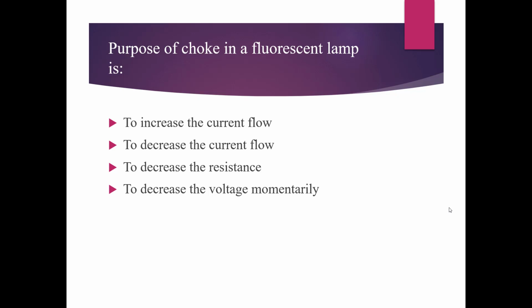Purpose of a choke in a fluorescent lamp. Okay, if you see the dictionary meaning of choke, what is choking? What does making someone choke do? It decreases the flow of oxygen. It decreases someone's capacity to breathe in oxygen. So the answer would be pretty simple. When a choke is inserted into a fluorescent lamp, the purpose of the choke is to decrease the current flow.